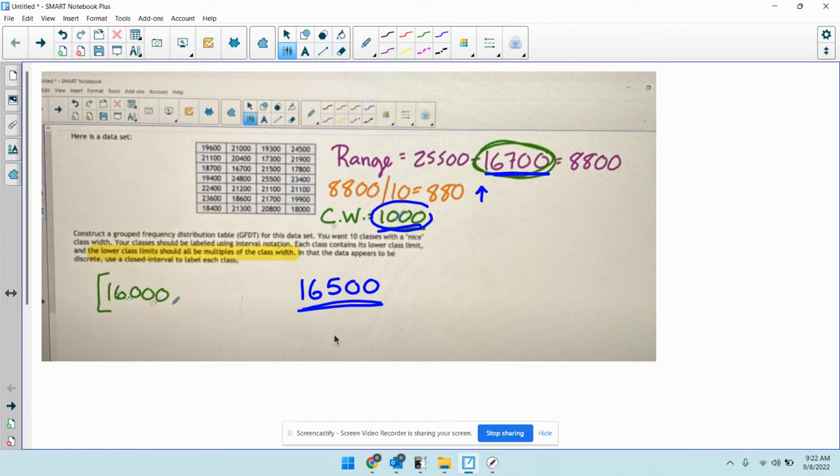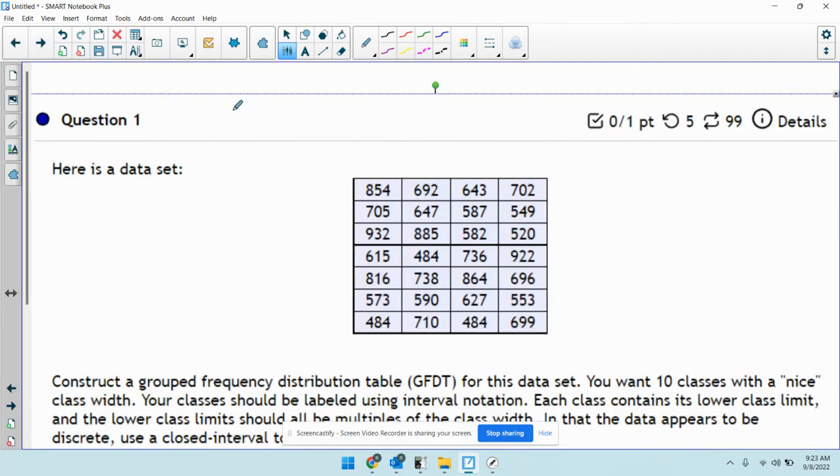So I'm going to start at a multiple of the class width. And which multiple do I start with? Well, I start at the next number lower than my lowest data value that's a multiple of the class width. So if I look at 16,700, the next number below that that's a multiple of 1,000 is 16,000. Let me show you a different example, just kind of solidifying this point a little bit.